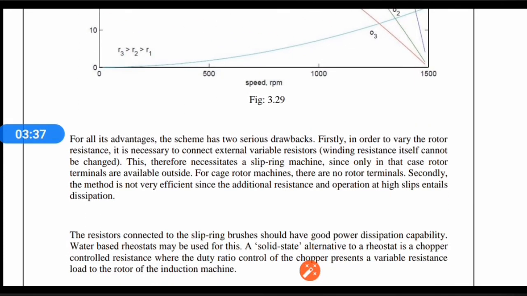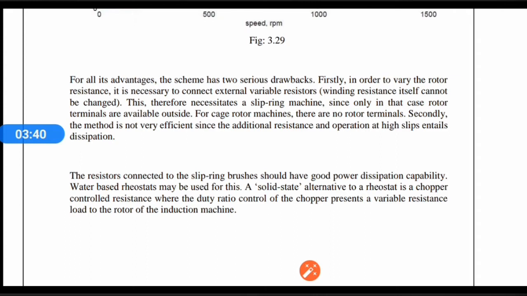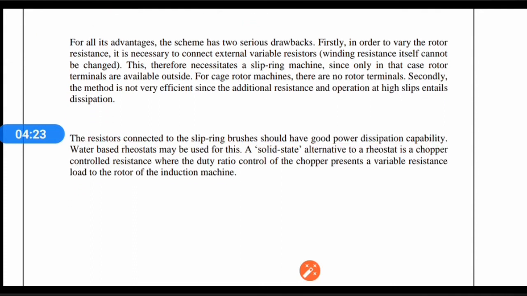So this method is very useful where we require maximum torque to be the same. This method is applicable to the machines where we want the maximum torque to be the same. This method has some disadvantages also. One disadvantage is that additional resistance is required in the rotor circuit, and this causes some heat and wastage of energy in the external resistance. So the resistance connected to the slip brushes should have good power dissipation capability. This is one of the requirements of this method.